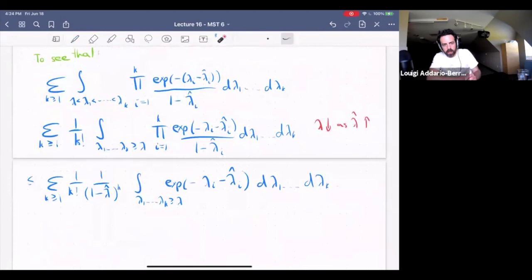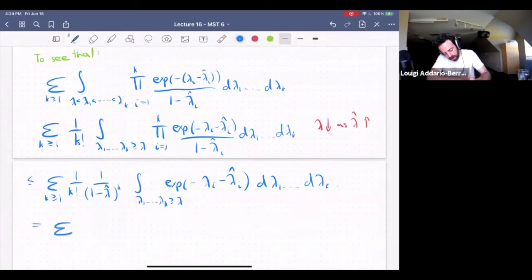Okay, now again using that lambda hat decreases as lambda increases, I can bound this integral from above by pretending that the lambda I hats are always just lambda hats. Okay, and so if I do that, then this just turns into an exponential integral from lambda to infinity k times.